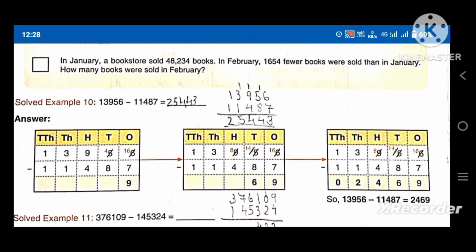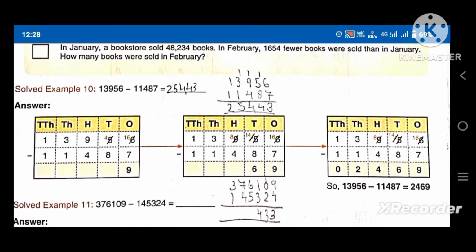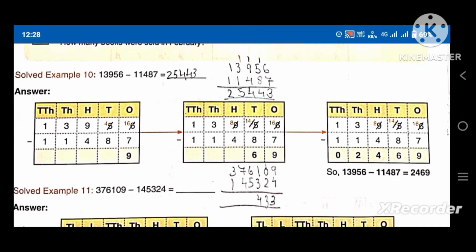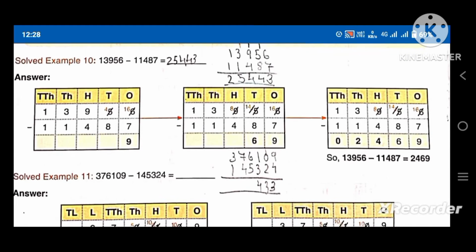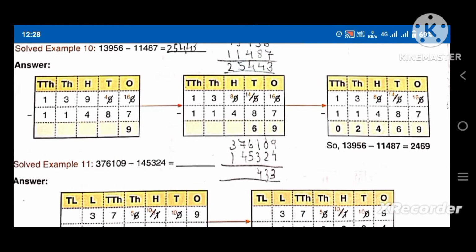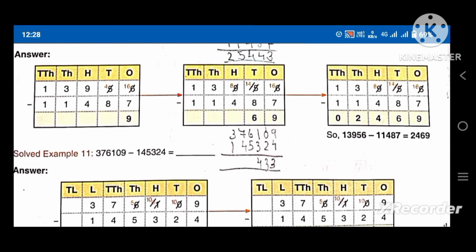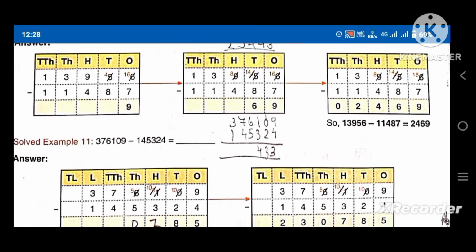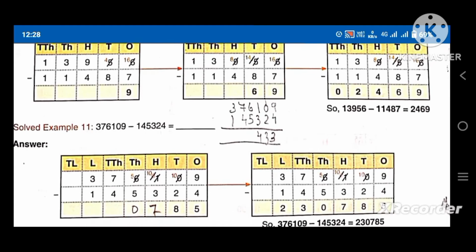Solved example 10. 13,956 minus 11,487 is equal to dash. Answer: write the digits in their place value table and solve the problem. So the answer is 13,956 minus 11,487 is equal to 2,469.